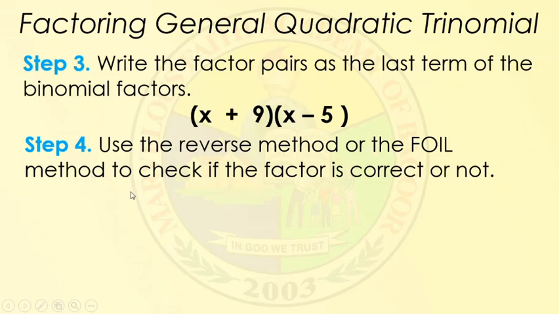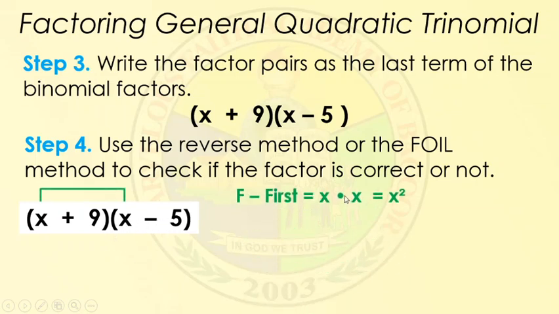Okay? So, using now the FOIL method, let us check if our answer is correct. So, quantity x plus 9 times quantity x minus 5. For the first term, we have x times x equals x squared. Okay, so you are in multiplication again. What do we do in multiplication? We just add the exponents of x, so we have x squared. And then next, x times negative 5, the answer is negative 5x. Take note that when you multiply a number and a variable, the number always comes first. Okay, negative 5x.